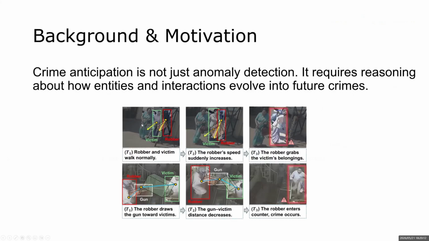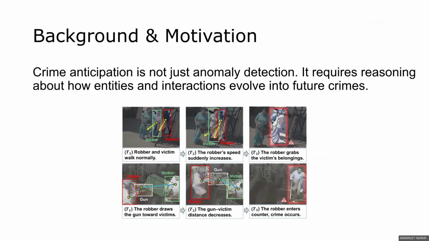The motivation is that crime anticipation is fundamentally different from conventional anomaly detection. Anomaly detection usually asks whether the current video clip is abnormal. In contrast, crime anticipation asks a harder question. Based on what has happened so far, can we predict whether a crime is likely to happen in the near future? This requires reasoning about how entities and interactions evolve over time.